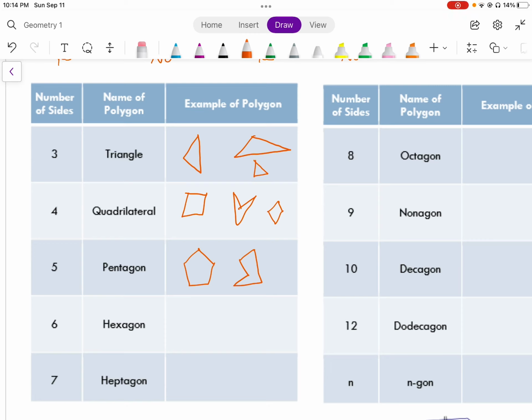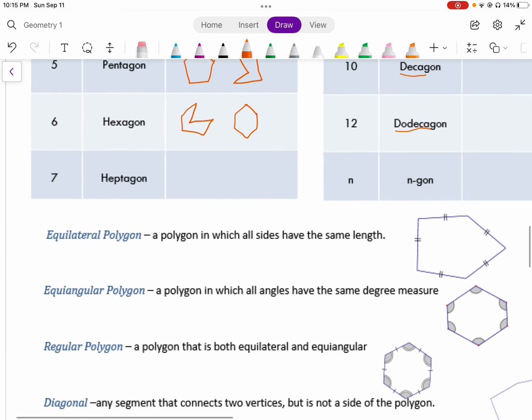Hexagon has 6 sides. Typical hexagon we see might look like this. Heptagon, 7. So you can keep doing these. Octagon, 8. Nonagon, 9. Decagon, 10. And dodecagon is 12. And then if we use anything besides that, we say an n-gon. So maybe like a 15-gon or a 17-gon. Guess how many sides a 15-gon would have? It would have 15 sides.